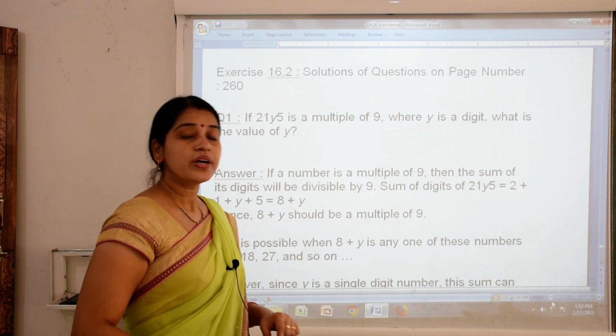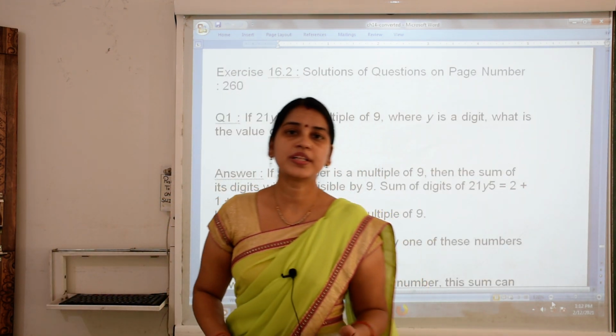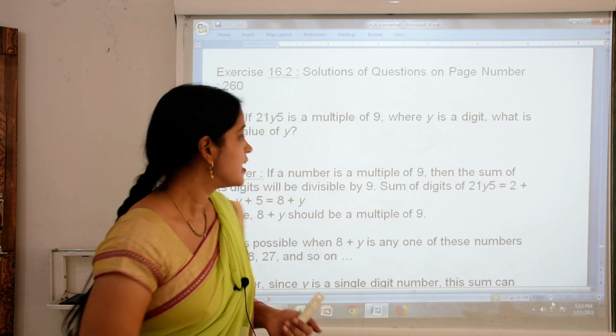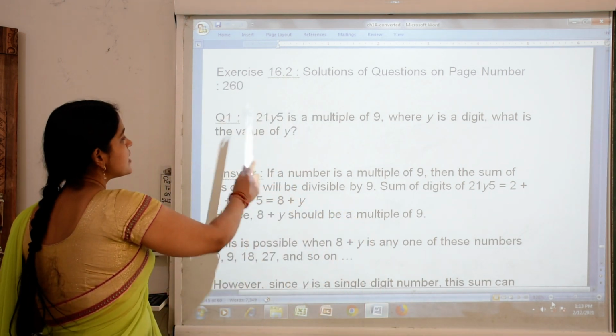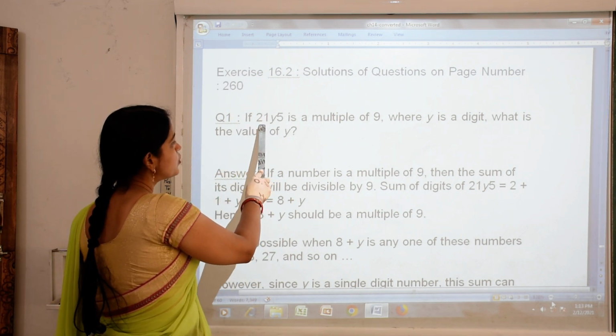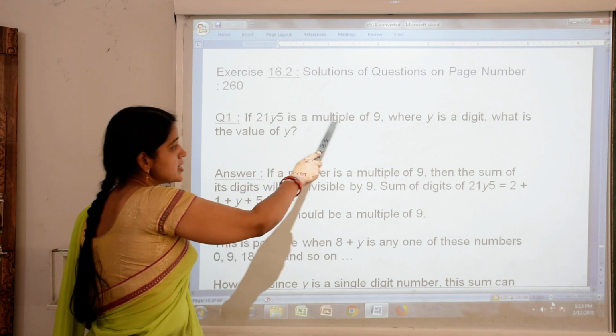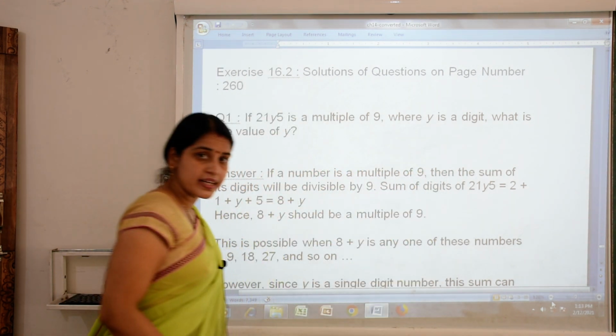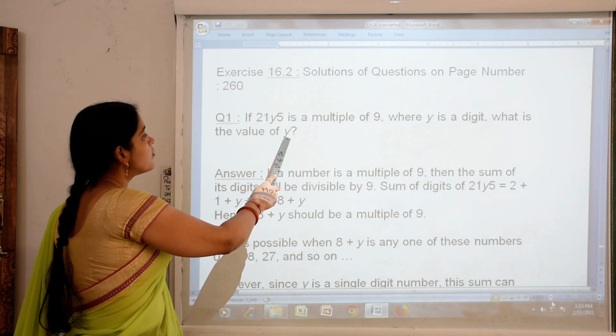Okay, now 16.2, based on the divisibility rules which we already discussed in the beginning. So let's see its question number first. Its first question is, if 21y5 is a multiple of 9 where y is a digit, then what is the value of y?